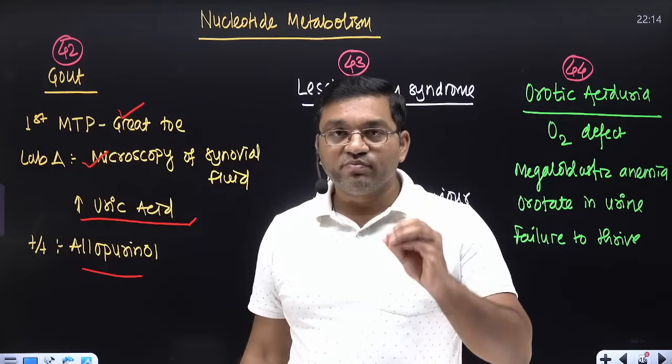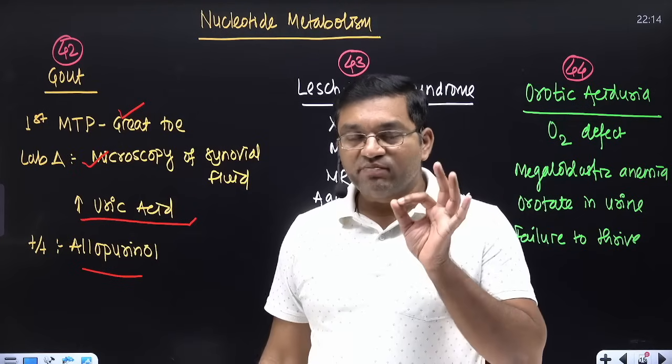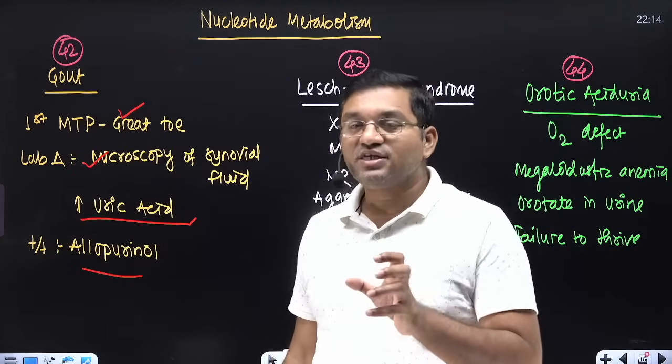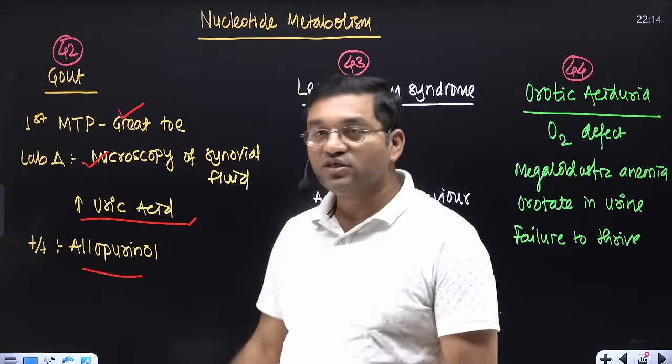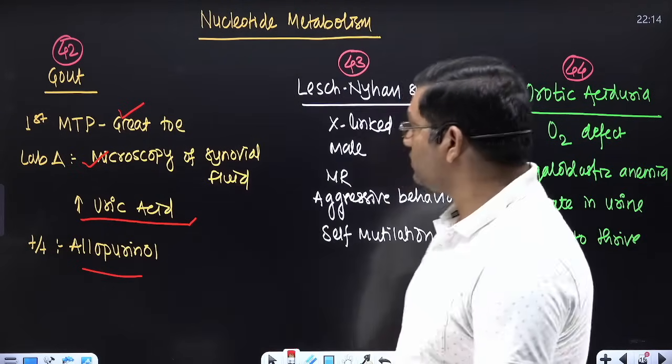Gout: first metatarsophalangeal joint, synovial fluid aspiration and microscopy, and monosodium urate crystals. It is the diagnostic or gold standard test for the diagnosis of gout. This is given in the treatment, a competitive as well as suicide inhibitor of the xanthine oxidase enzyme.